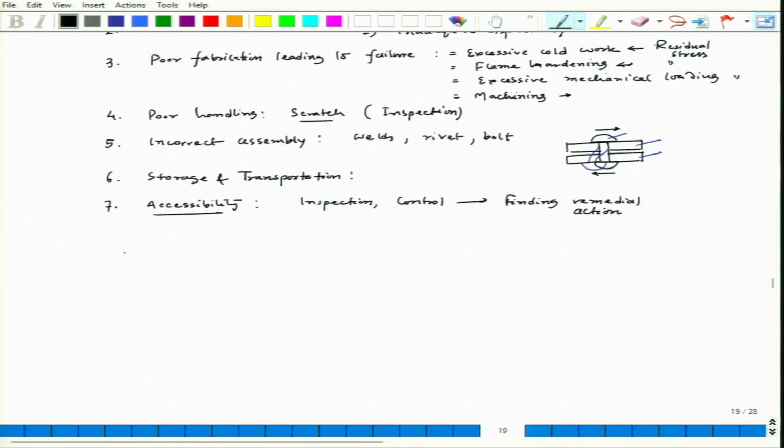So, the guidelines for better design. If we note them down, you would see that while discussing those factors as well as failures, we also touched upon some of the guidelines. Now, the first guideline that we can think of is the tank design.